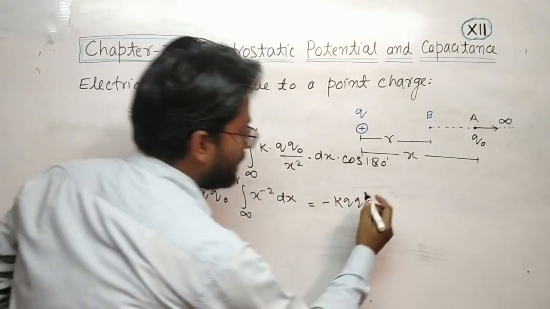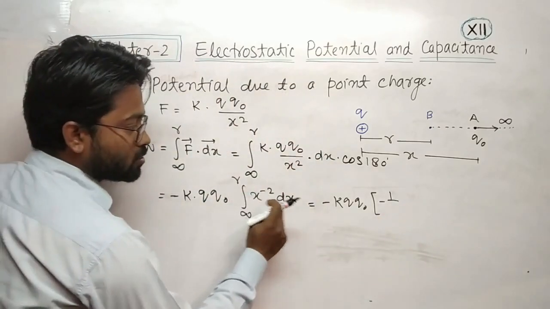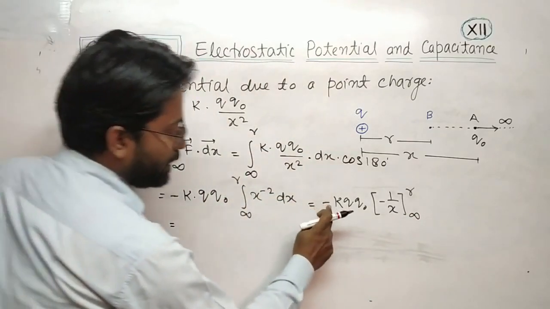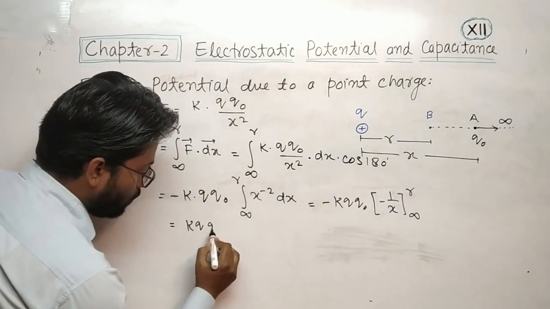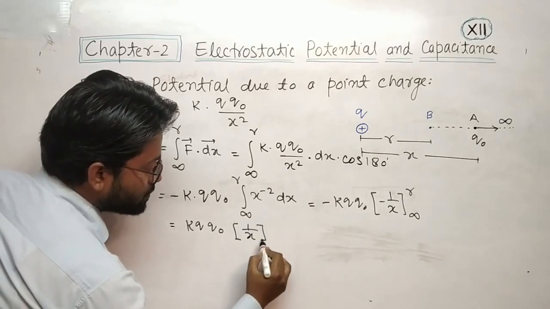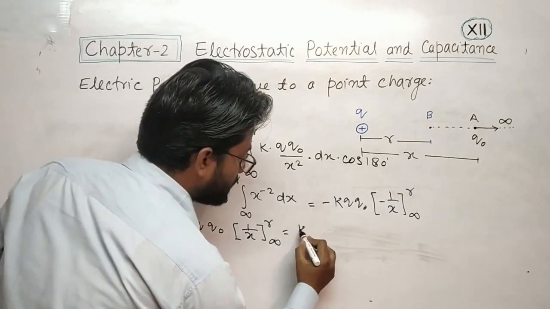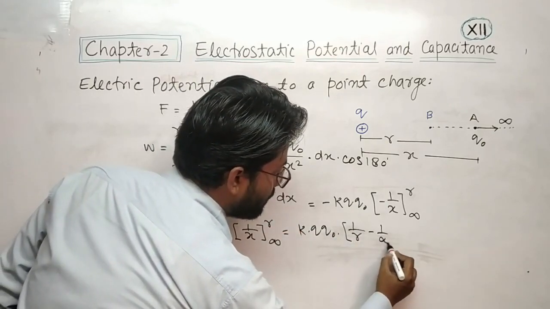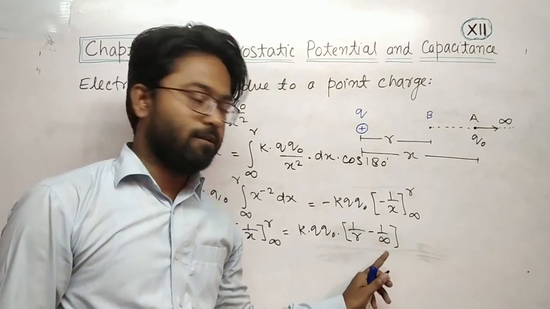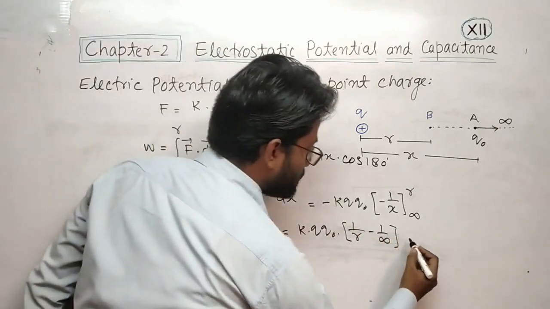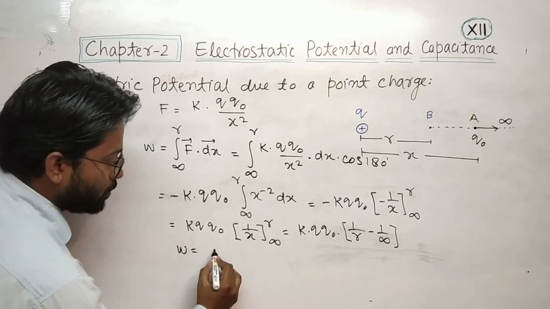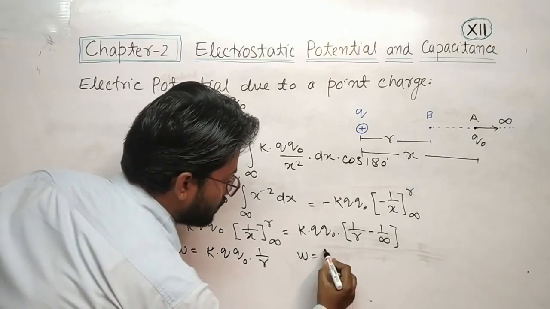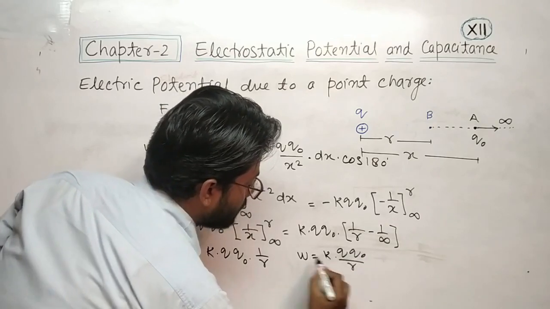Integration of x to the power minus 2 will be equals to minus 1 upon x from infinity to r. The minus sign can be taken out. It will be K Q naught 1 upon x from infinity to r, or we can write K Q naught, 1 upon r minus 1 upon infinity. We know that 1 upon infinity is 0. Finally we can write W is equals to K Q naught 1 upon r. Simply, W is equals to K times Q naught upon r.